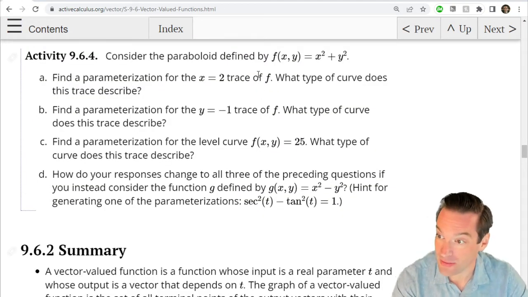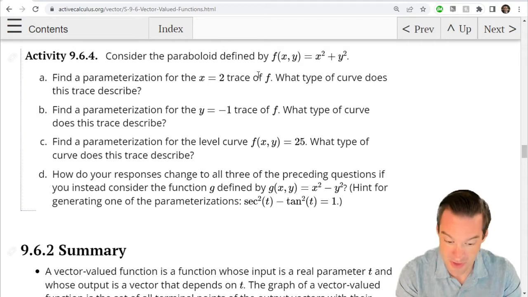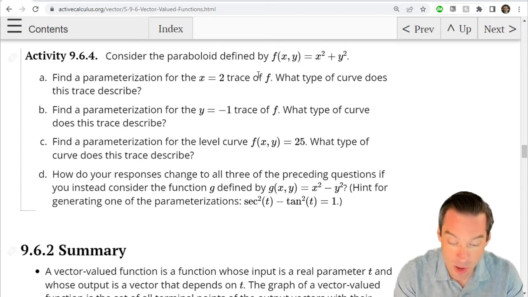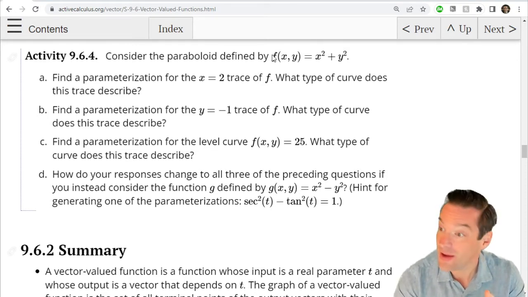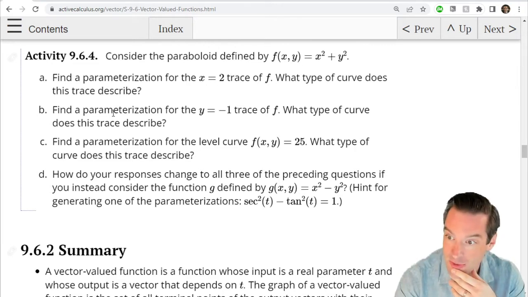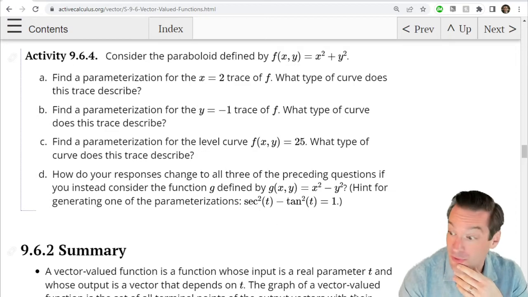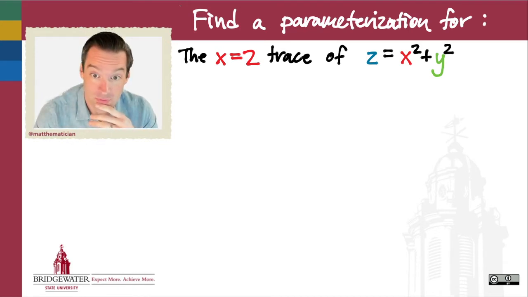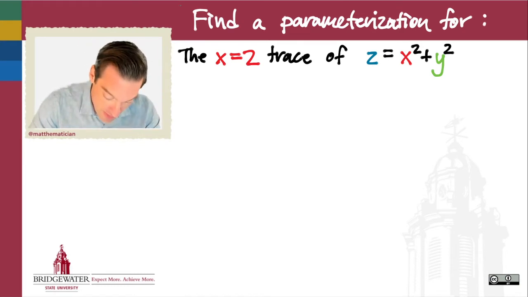So see if you can come up with a vector-valued function, x of t, y of t, z of t, such that all of the points x of t, y of t, z of t that are being described lie on the trace of this graph in the plane x equals 2. And then similarly in part B for the trace through the plane y equals -1. To help us get started thinking about this, if I want to find a parameterization for a trace, I'm trying to find a description of all of the points that satisfy both of these equations.